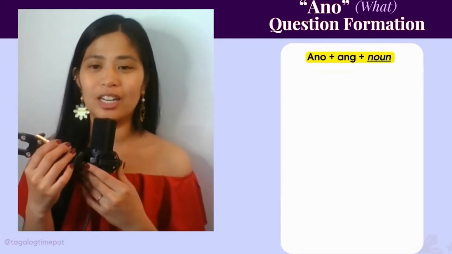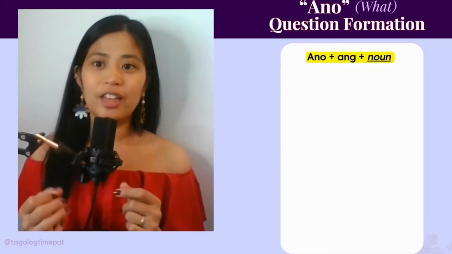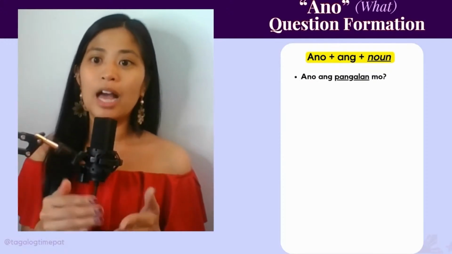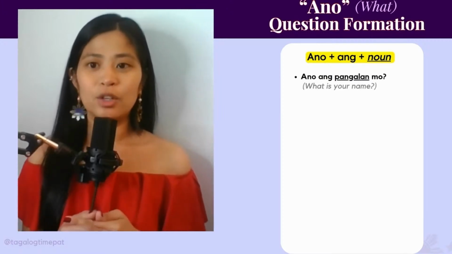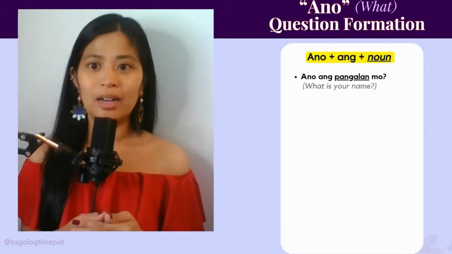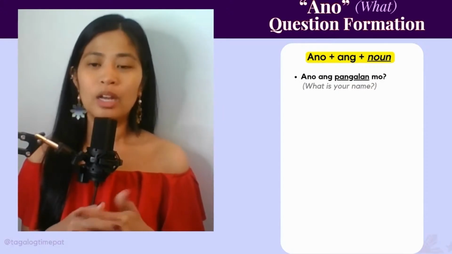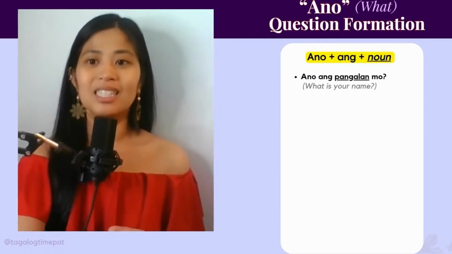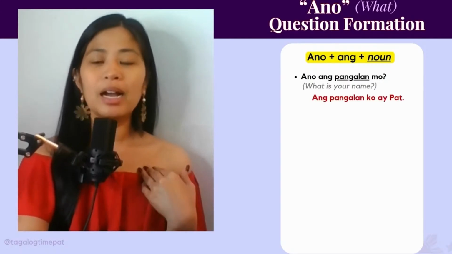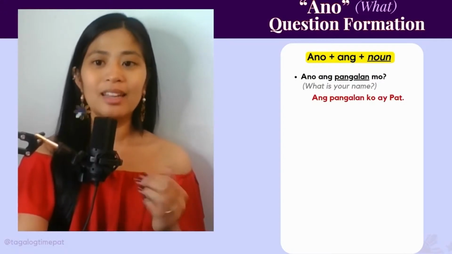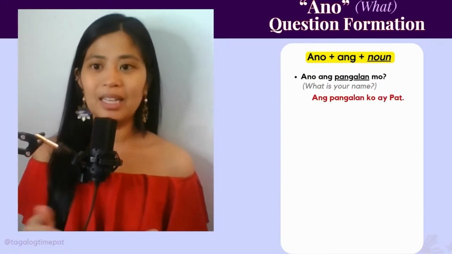So here are the different ways to use ano in a question. Ano, then the word ang, then a noun. For example, ano ang pangalan mo? What is your name? Ano ang pangalan mo? And I underlined pangalan because that's the noun. Your response could be, ang pangalan ko ay Pat. That literally means my name is Pat.